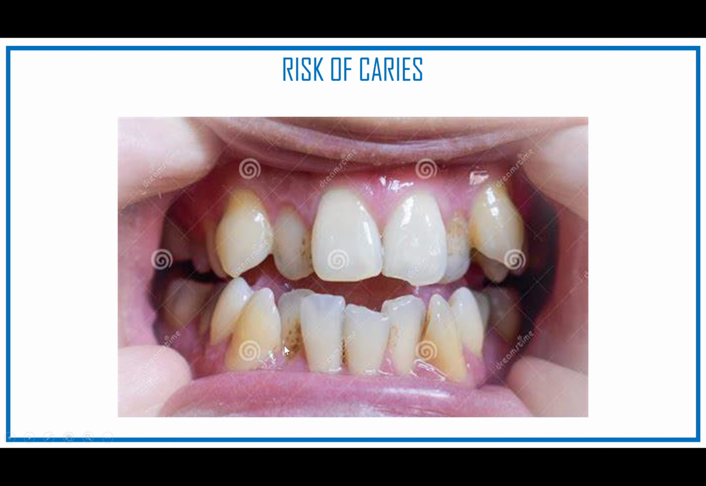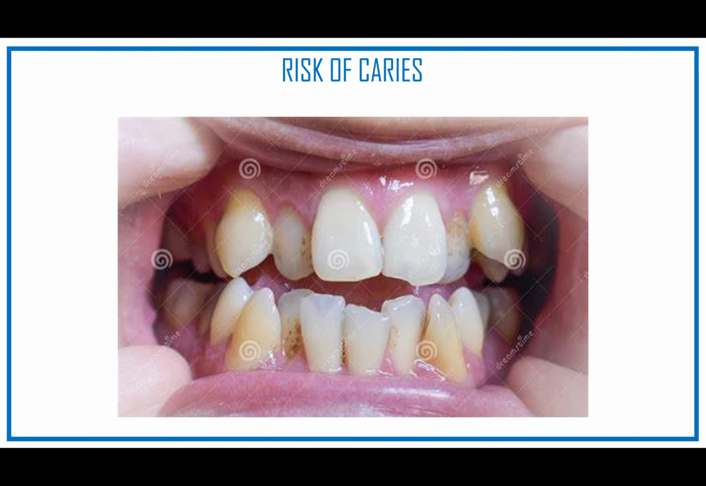And here you can see the spots of calculus, and it is because the tooth is behind and it is not in alignment, so the brush is not able to reach there, and also the potential for natural tooth cleaning is reduced, so the risk of caries increases.